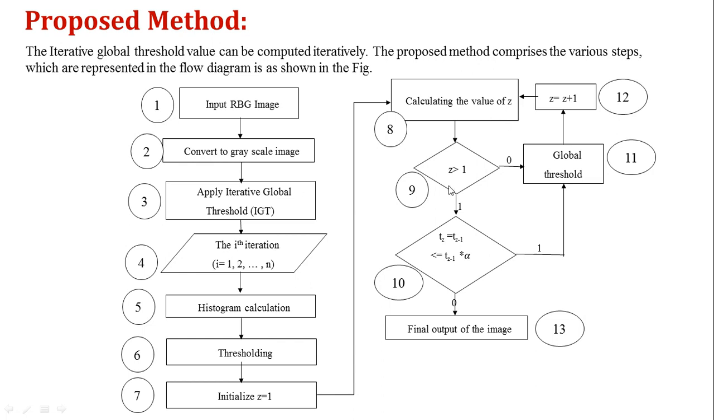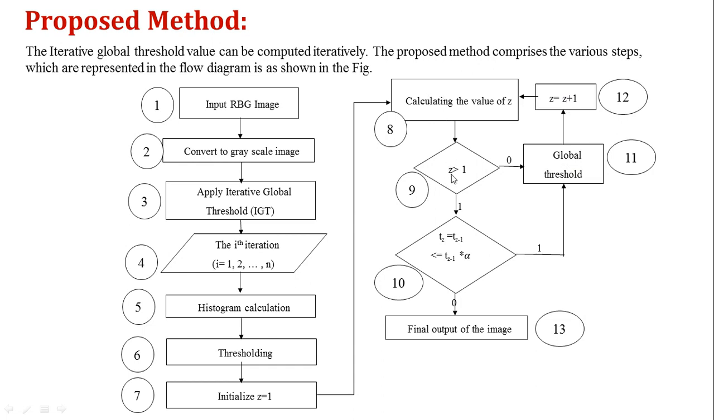Initially z is equal to 1. If z is greater than 1, it will move to step number 10; if equal to 1 or less than 1, go to step number 11. If z is equal to 1, then it is calculating tz for the first time, so there is no value of tz minus 1. It will move to step number 11 and go to step number 12, where z is incremented by 1.